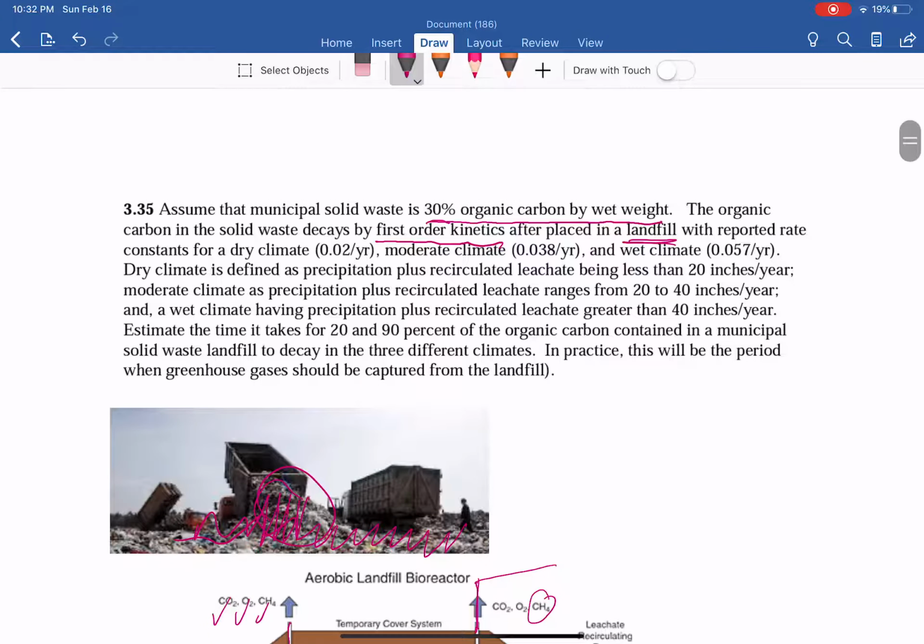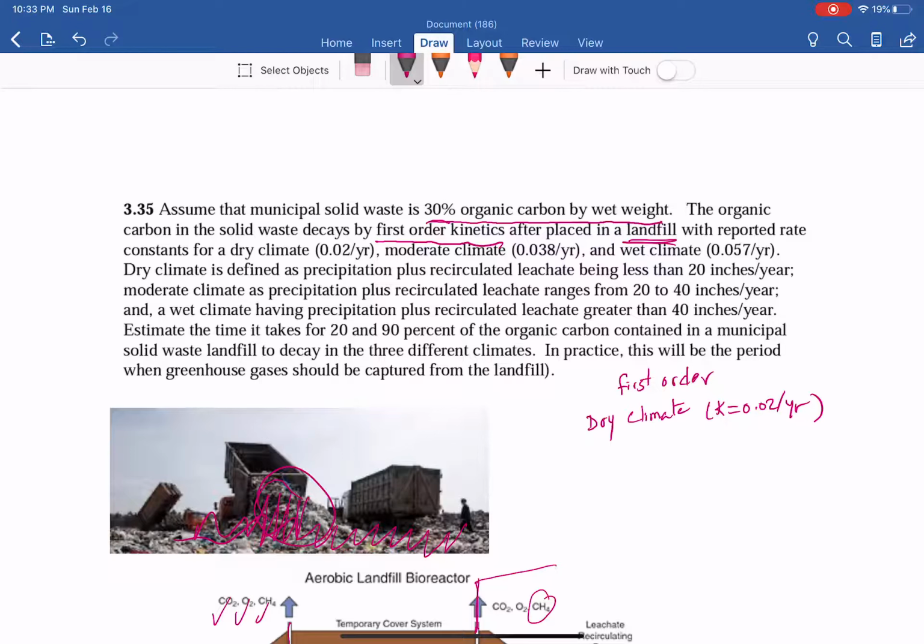Okay? So he's assuming that the municipal solid waste is 30% organic carbon by weight. The organic carbon in the solid waste decays by first order kinetics. So we know right now it's first order kinetics after placement in the landfill with the reported rate. Now, the dry climate, what is dry climate? Like in the summer. In the summer, the K is 0.02 per year.